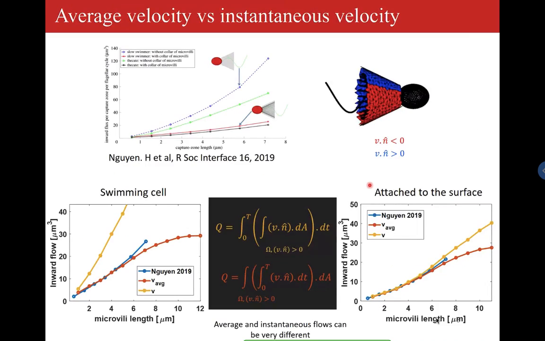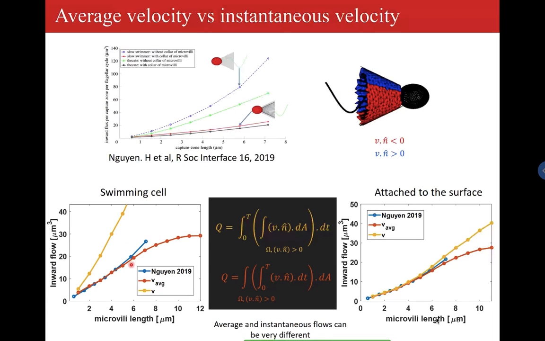Paper for S. rosetta. As part of their results, they have the inward flow as a function of the capture zone length for S. rosetta. The capture zone length is the length of the filtering surface here. We are showing the original data in blue in these two plots, and the red is our attempt at regenerating that data using the average velocity metric, and the yellow is our results when we use the instantaneous velocity. And you can see that the average and instantaneous flows can be very different.